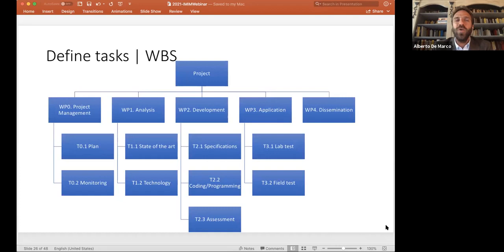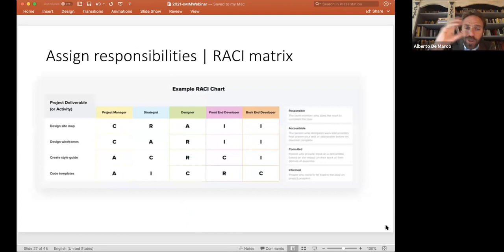Most industries use this traditional approach. For example, a research and development project is decomposed into a project management work package, an analysis work package, a development work package, an application work package, and a dissemination work package, and so on and so on. And the work breakdown structure is a decomposition of the scope of work into small tasks, right? And then each task is assigned responsibilities so that there is a clear understanding of who does what, right? And everyone is responsible for executing specific tasks.